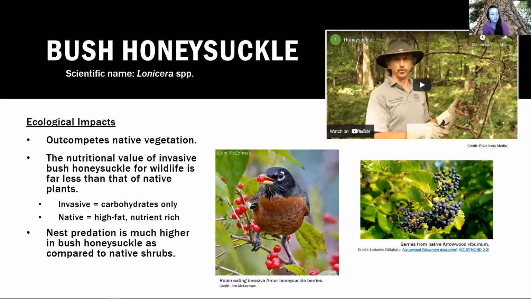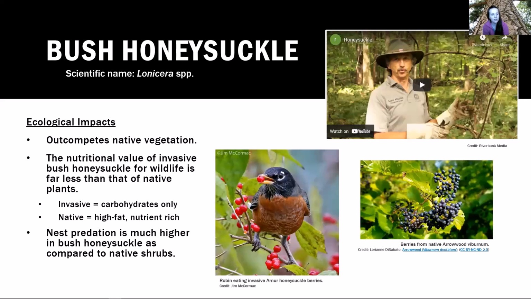Something that is interesting to note is that we see bush honeysuckle produces a plethora of berries. And in this photo here, we can see a robin that's eating those berries. And we might think, oh, well, that's a plant that's providing a food source. But in this case, and in many cases with other invasive species, the fruit and food that it produces is not actually what the wildlife need.